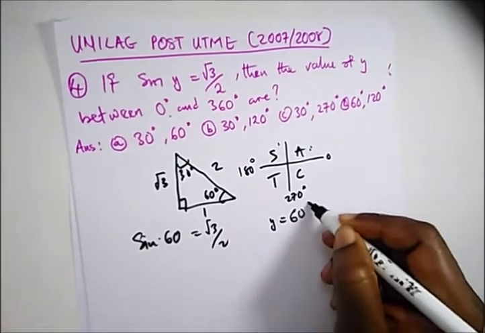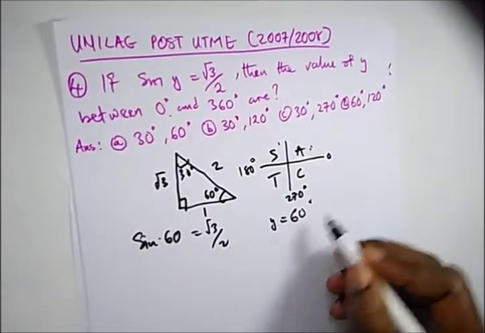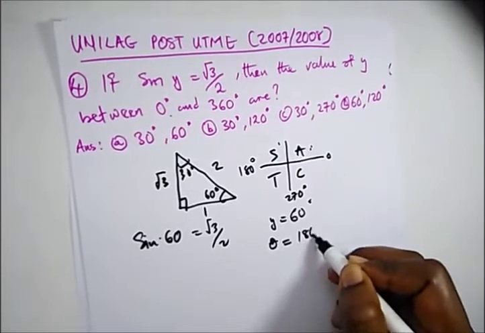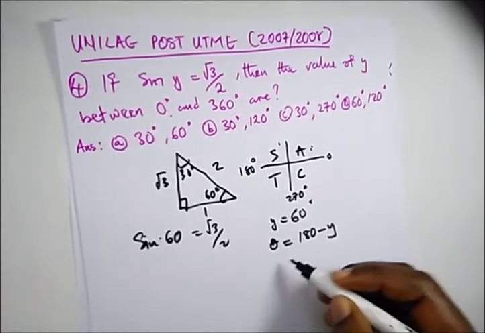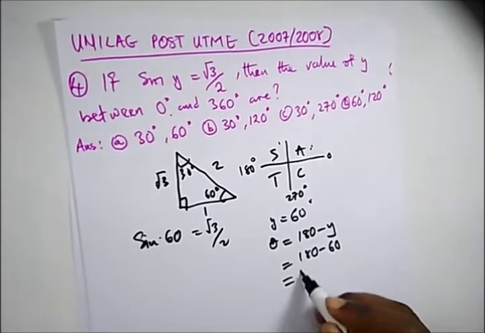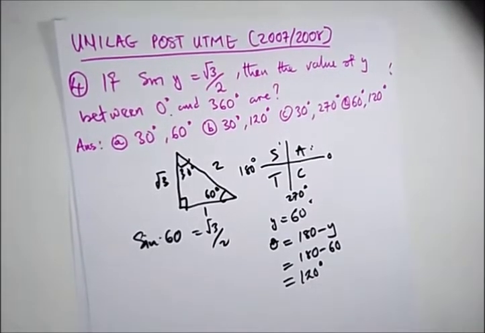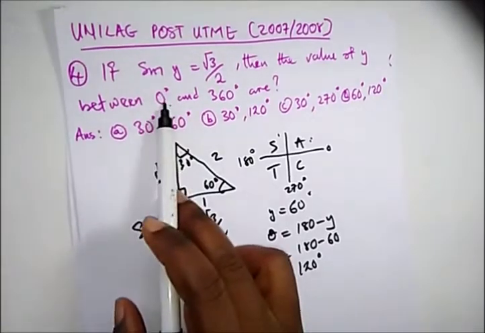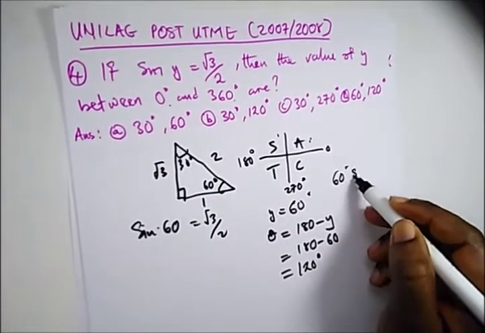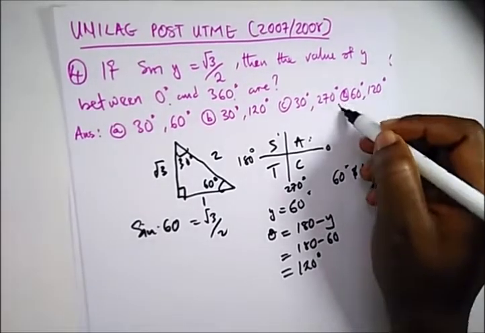Y is 60. And in the second quadrant, theta is equal to 180 minus y, which is 180 minus 60. So this will give us 120 degrees. So the values of y between 0 degree and 360 is 60 degree and 120, which is option D.